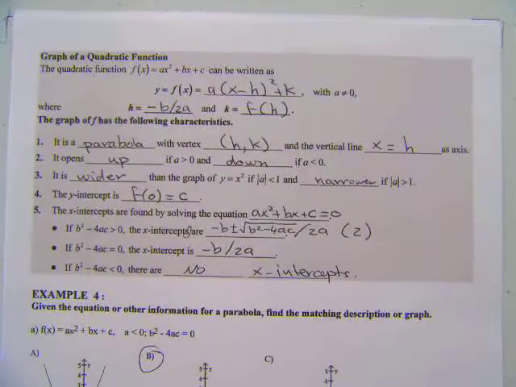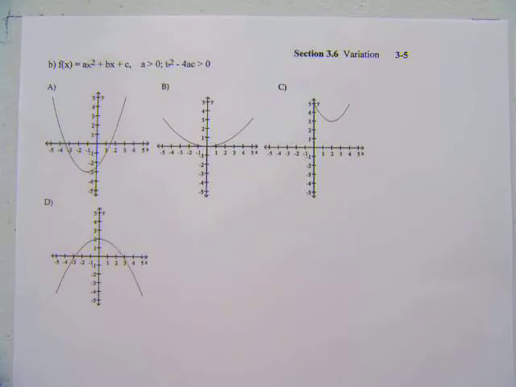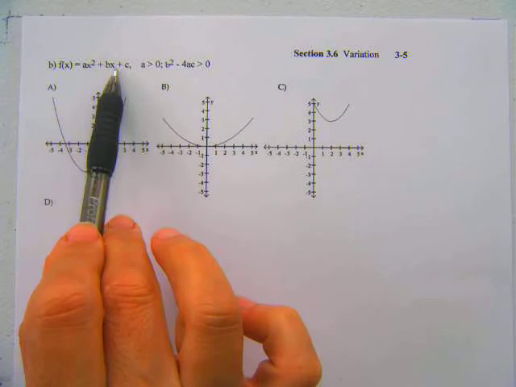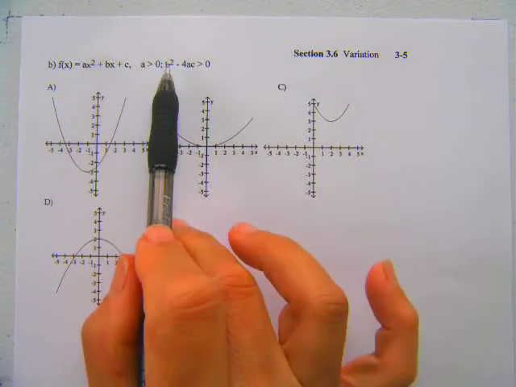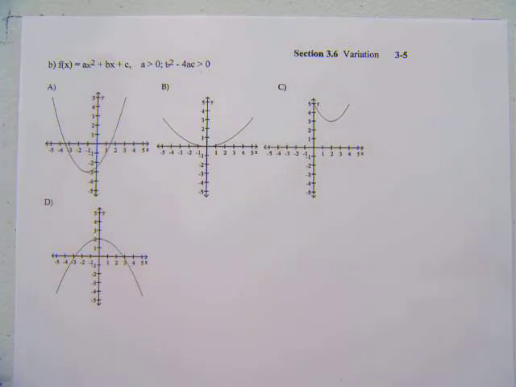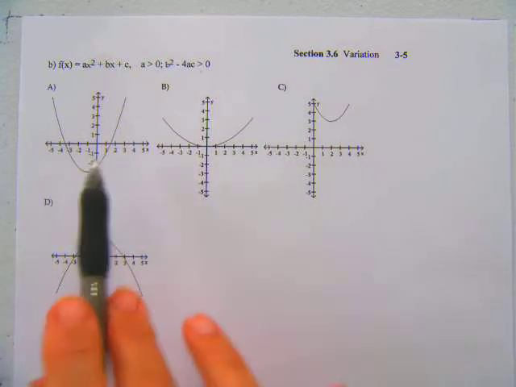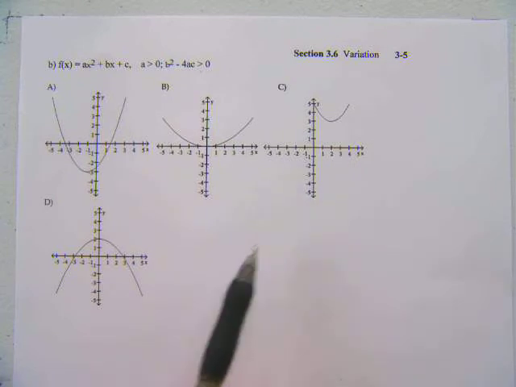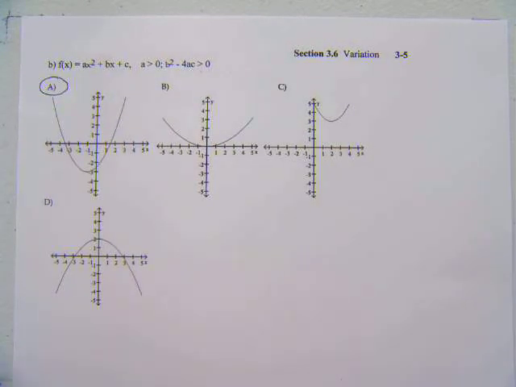Let's look at the other one. Okay. For this function, a is greater than 0. That means it opens up. And the discriminant is greater than 0. And what does that mean? That means we have two x-intercepts. Which one of these situations opens up and has two x-intercepts? Yep, it is A. Okay, now you can do the homework.